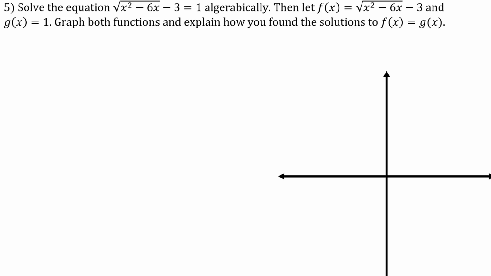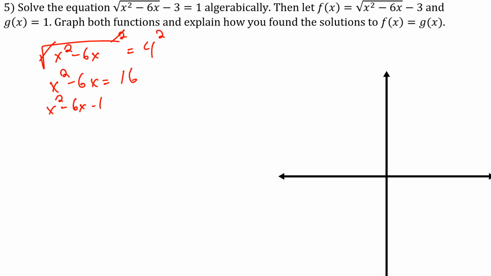Number 5, solve the equation algebraically. Let's do that first. It's a radical equation, so I need to isolate the radical. I'm going to isolate the square root by adding 3 to both sides. How do I undo a square root? I square both sides. X squared minus 6x has to equal 16. This is a quadratic, and I solve quadratics by setting it equal to 0 and then factoring. So x squared minus 6x minus 16 equals 0.